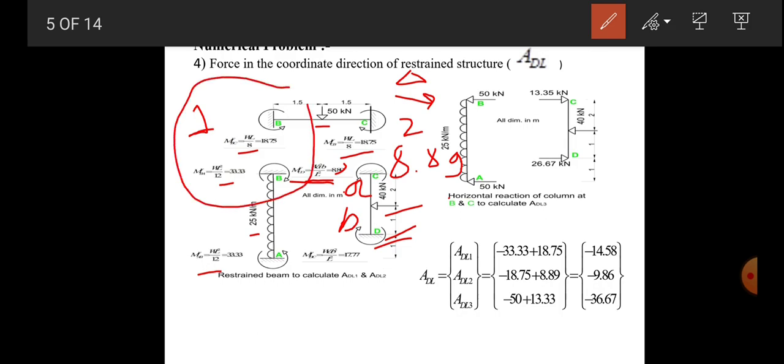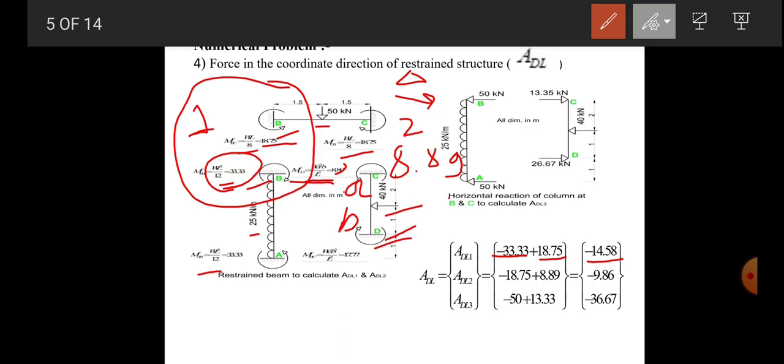So at one location, there are two fixed moments acting for span AB and span BC. First is minus 33.33, so take that, and second is this one, 8 plus 18.75. So plus 18.75. So net is minus 14.58.